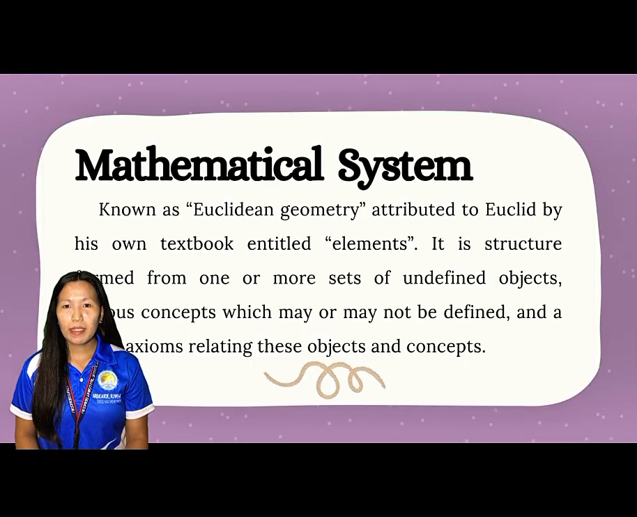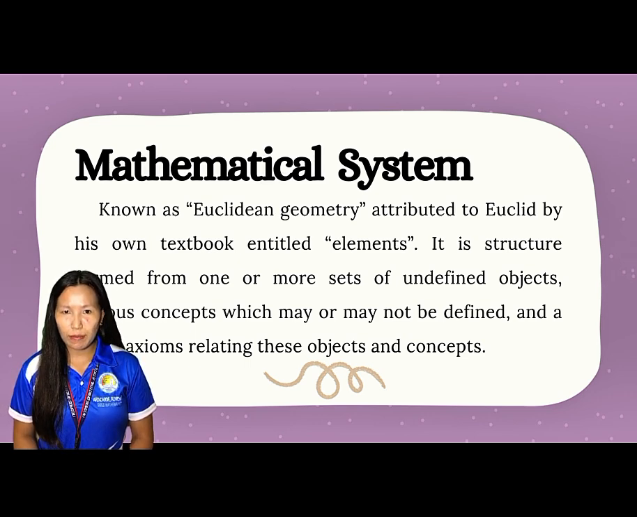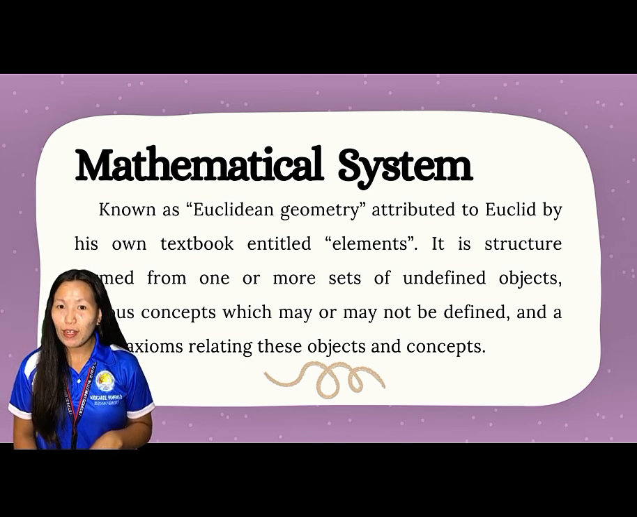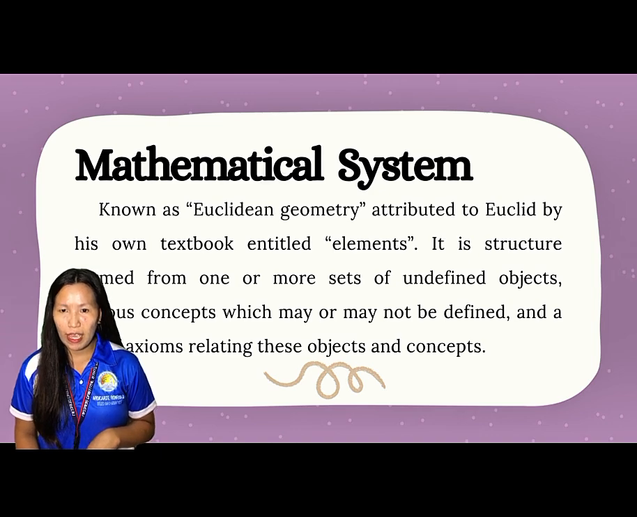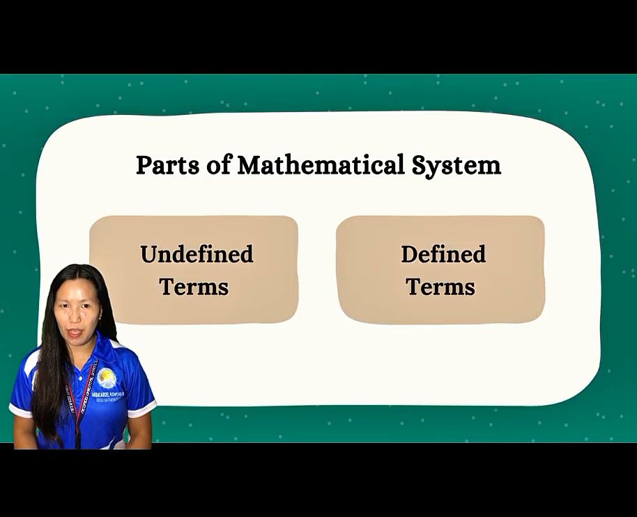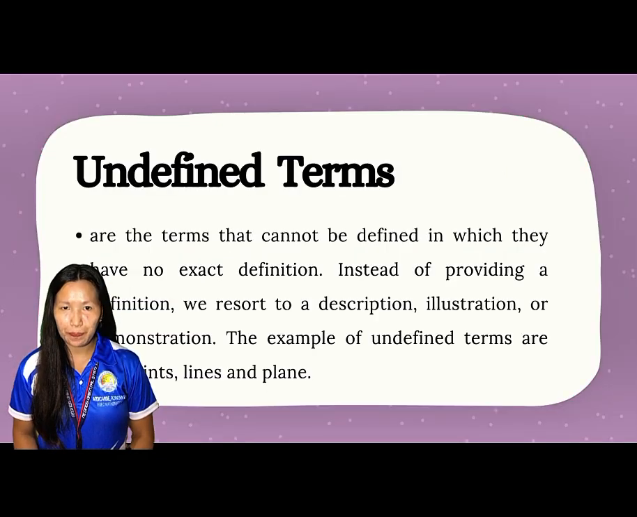So, mathematical system, known as Euclidean geometry, is attributed to Euclid by his own textbook entitled Elements. It is a structure formed from one or more sets which may or may not be defined, and a set of actions relating these objects and concepts. So here are the parts of a mathematical system: undefined terms and defined terms.